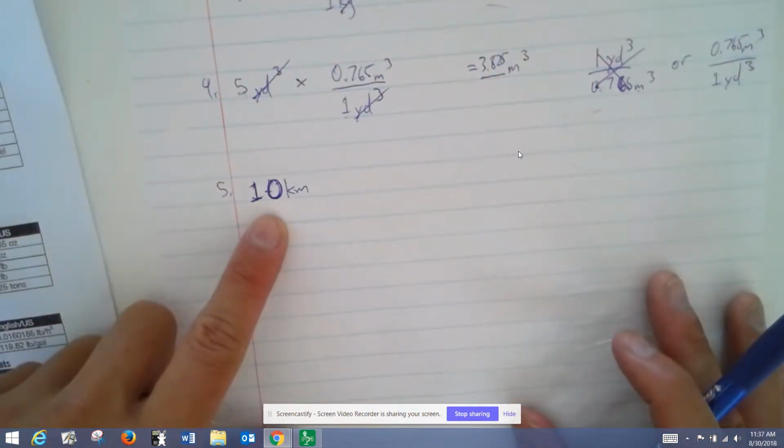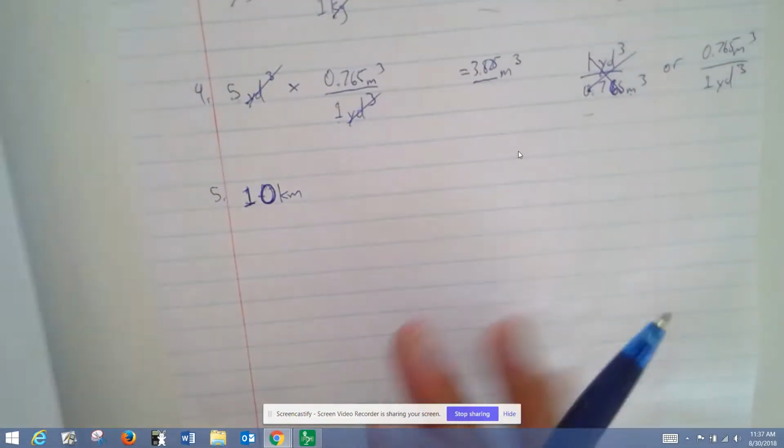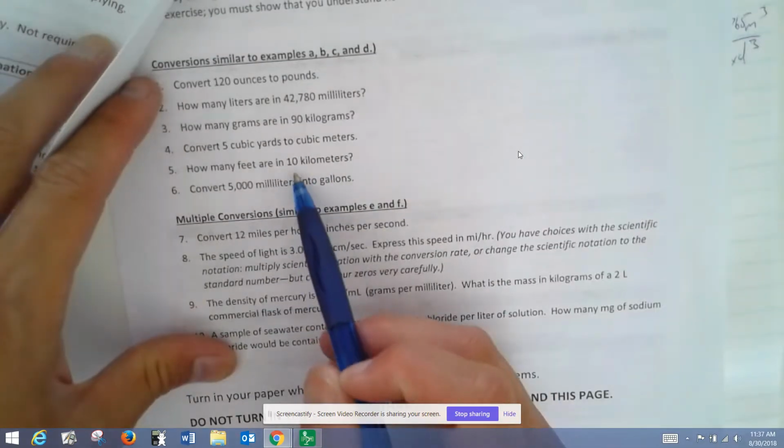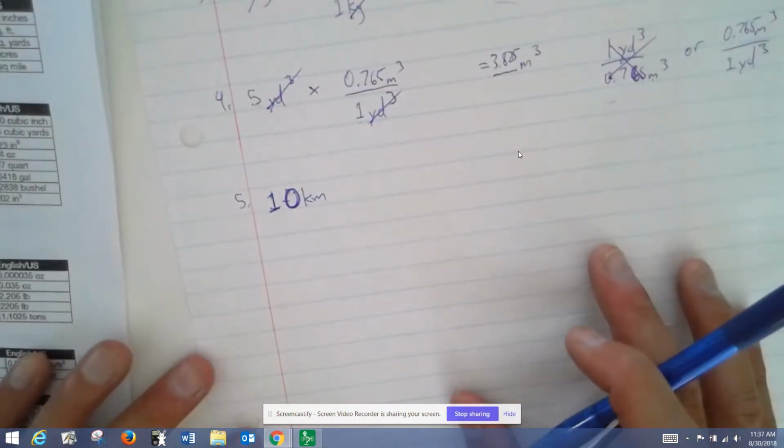Number 5, we're going to do 10 kilometers. I didn't read it, so we're going to do 10 kilometers to feet. How many feet are in 10 kilometers? We're going to convert 10 kilometers to feet.